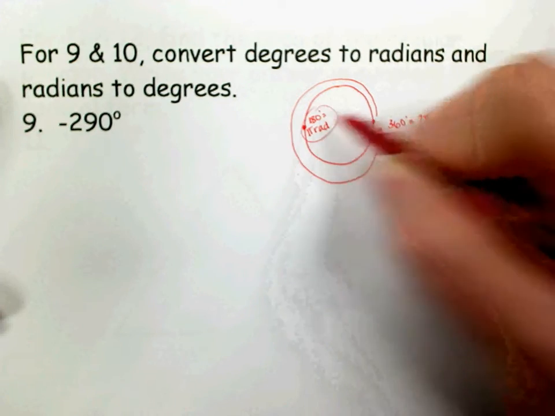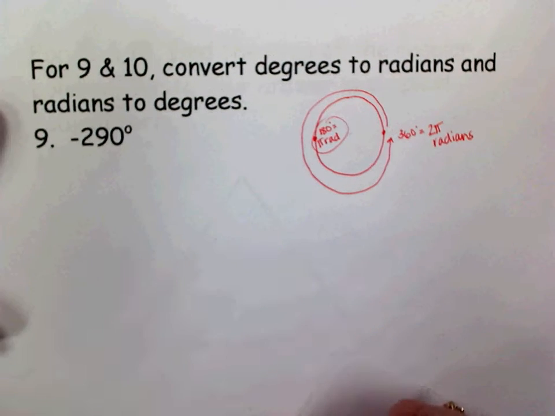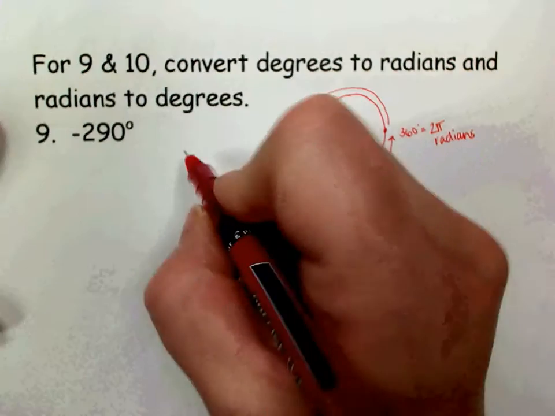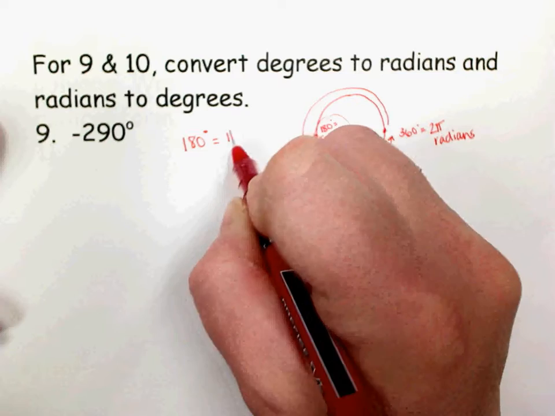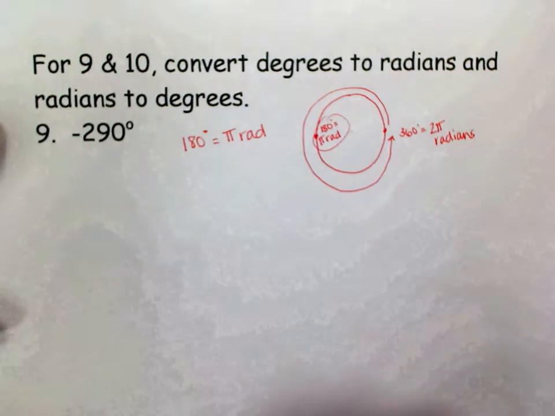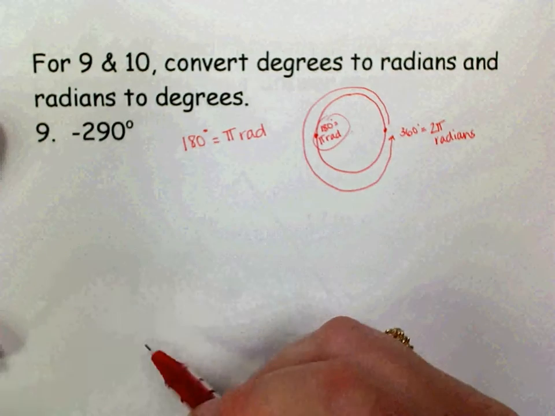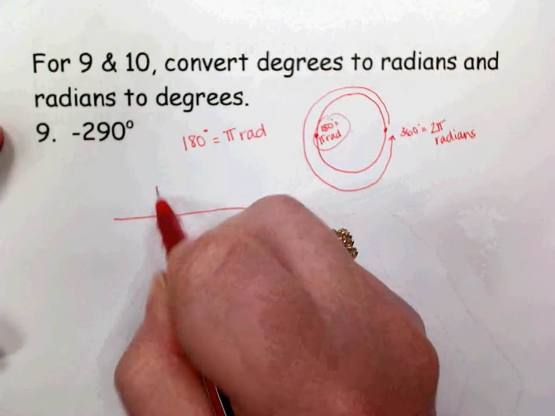So this is the conversion that we use to convert between degrees and radians: the fact that 180 degrees is equal to 1 pi radian. So we can set up our dimensional analysis here, starting with what we're given.